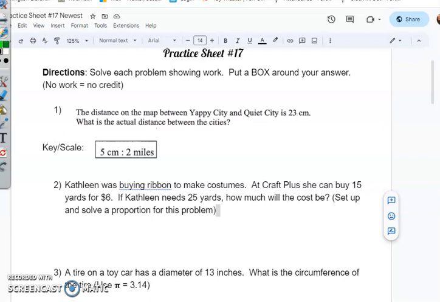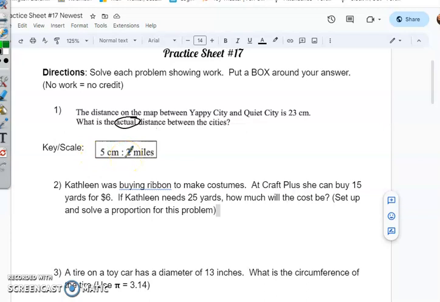Hey everyone, we are working on practice sheet number 17. For number 1, the distance on the map between Yappy City and Quiet City is 23 centimeters. What is the actual distance between the two cities? Okay, and it gives us the key or the scale.